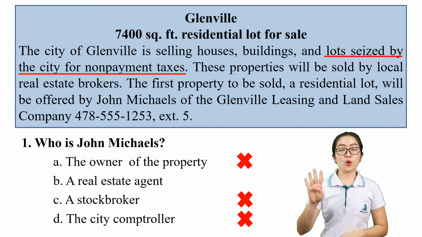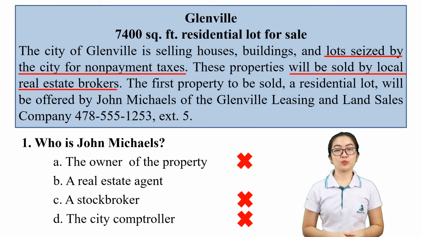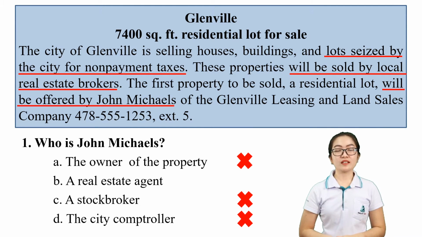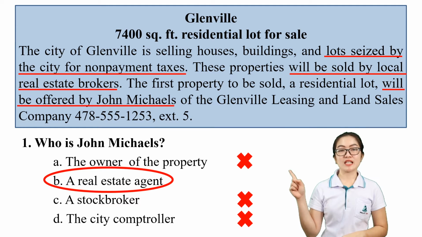In line 4 and 5, it is mentioned that the lots will be sold by local real estate brokers. In connection to this, in line 6, the name John Michaels is the one who will be offering the lots. Therefore, the answer is letter B, a real estate agent.